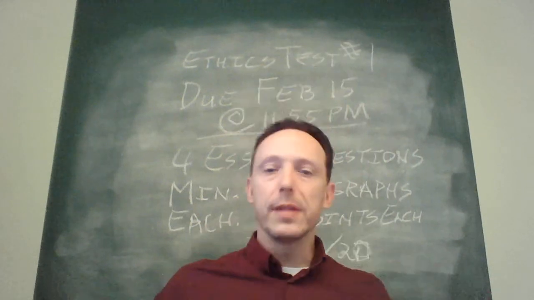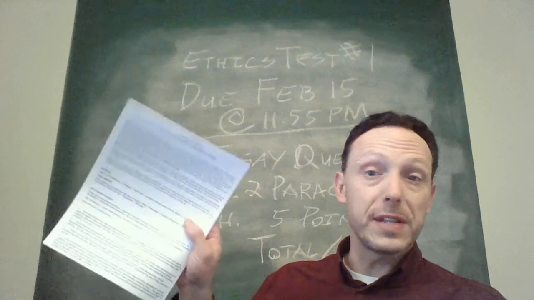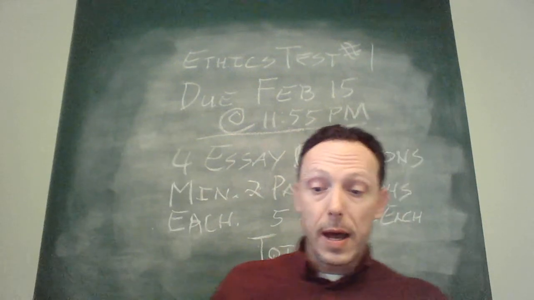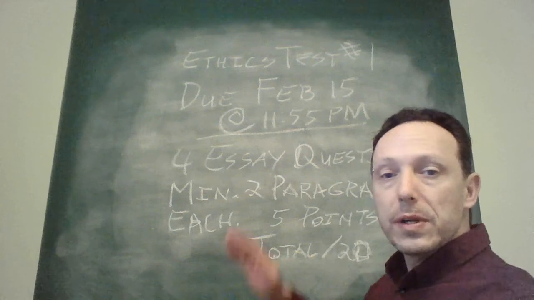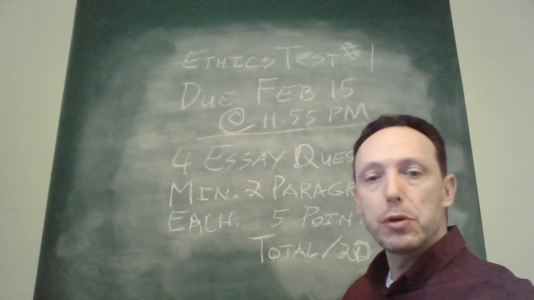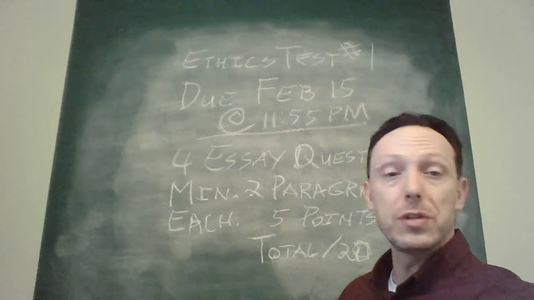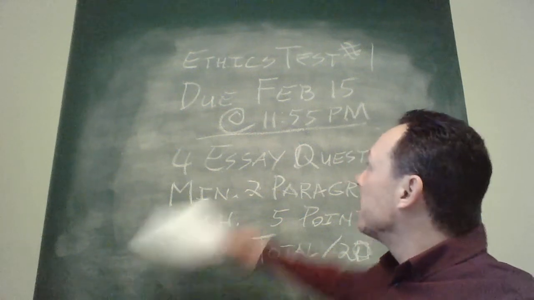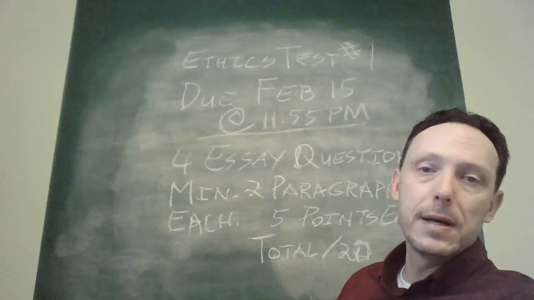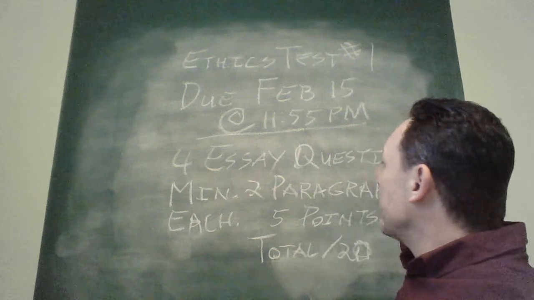I am recording this very quick video to go over your section test number one for the ancient section. This is going to be a series of four essay questions. They're sort of short essays, two on Socrates and then two on Aristotle. The due date is February 15th at 5 minutes to midnight. That's 11:55 p.m.